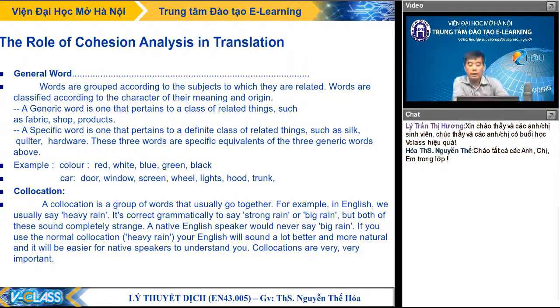Another concept we have to bear in mind is called collocation. A collocation is a group of words that easily go together. For example, in English, we easily say heavy rain. It's correct grammatically to say strong rain or big rain, but both of these sound completely wrong. So a native English speaker would never say big rain. If you use the normal collocation, you say heavy rain. Your English will sound a lot better. So, in order to try to find out the collocation, think of the structures.